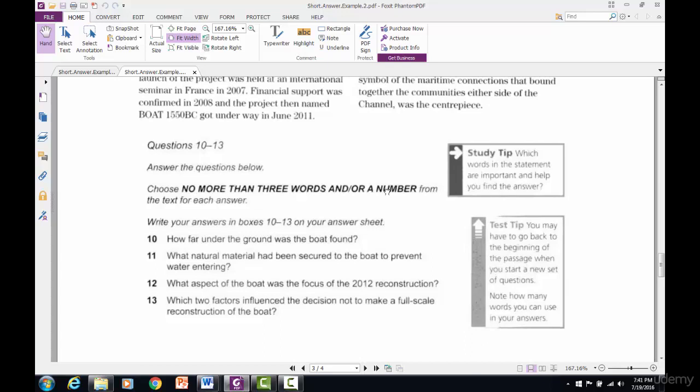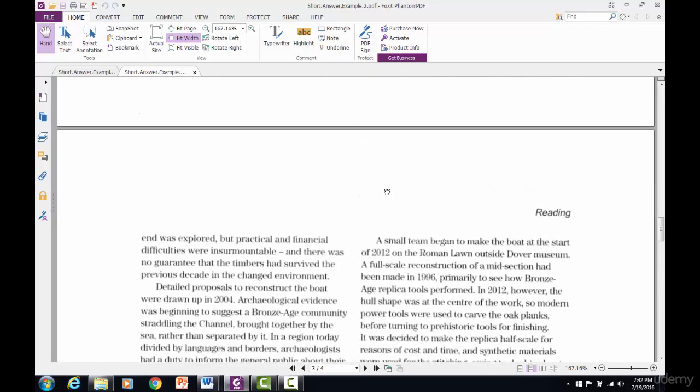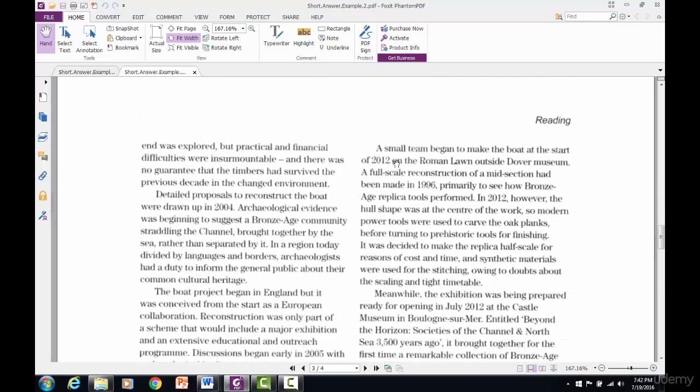Okay. Now for the other ones, for numbers 10, 11, and 13, they all are pretty much the same. There are no real words that stand out. So I'm going to go ahead and look at number 11 first. Number 11 says, what natural material had been secured to the boat to prevent water entering? Key words here are natural material, boat, and also water. All right, that's key. Water entering. So I know it has to come before this.